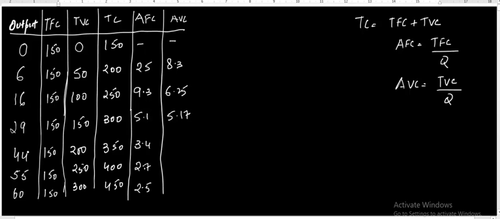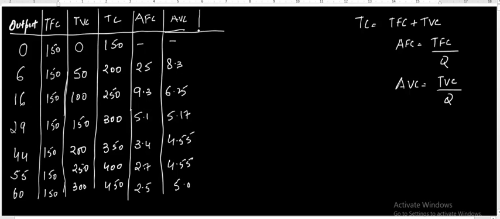Then I have 200 divided by 44, it's going to be 4.55. Then I have 250 divided by 55, which is again going to be 4.55. Then I have 300 divided by 60, it's going to be 5.